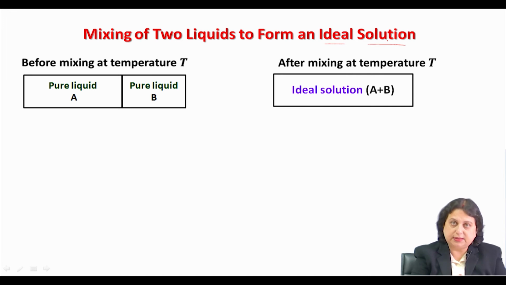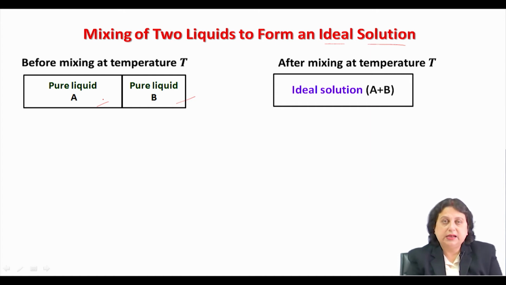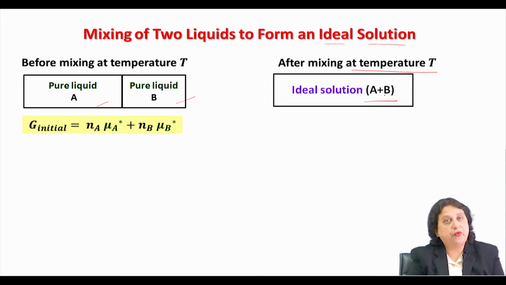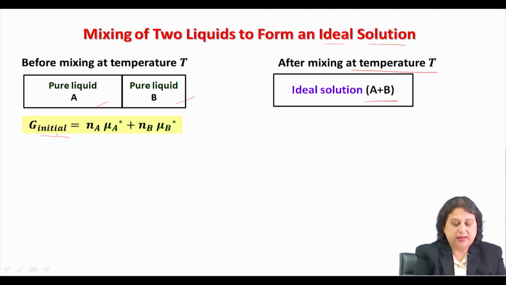So this is the experimental situation that I have in hand. Now I have the pure liquid A and I also have the pure liquid B, which are separated from each other before mixing and maintained at the same temperature T. Now, if I allow them to mix, and upon mixing they form an ideal solution at the same temperature T, then I have this ideal solution A plus B. Then I can say that before mixing, the Gibbs free energy of the system in the initial state, that is G initial, must be given by Na mu A star plus Nb mu B star.